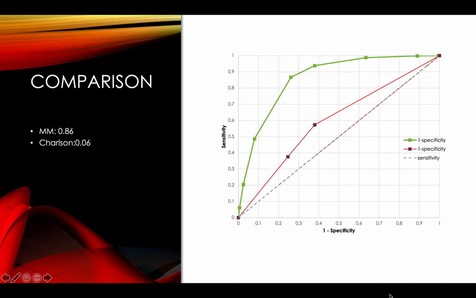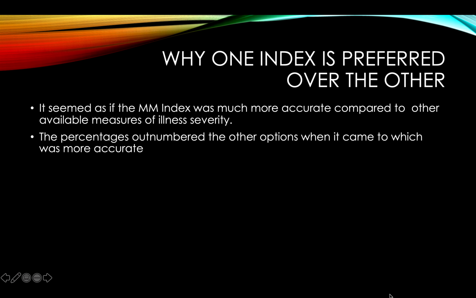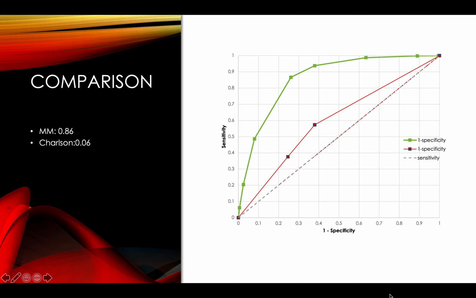Now when we compare the accuracy, for multi-morbidity we can see 0.86, whilst Charlson was 0.06. And we can see that on the graph on the right. To discuss why one index is preferred over the other, it seemed as if the multi-morbidity index was much more accurate compared to the other. The percentages obviously outnumber the other option when it comes to which was more accurate, because if we go back, we can see right here that multi-morbidity is 0.86 compared to 0.06.